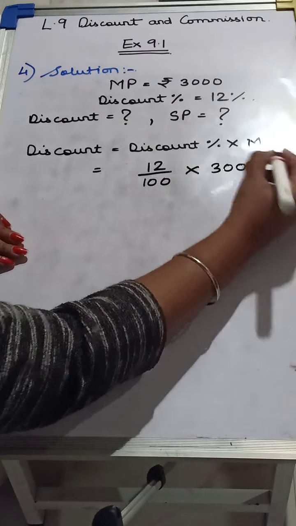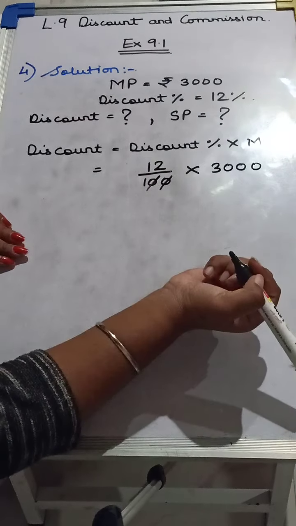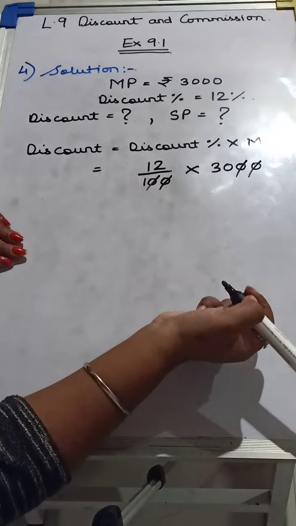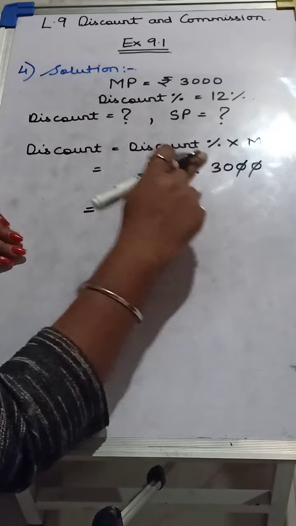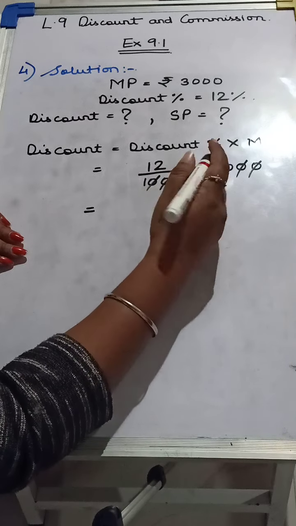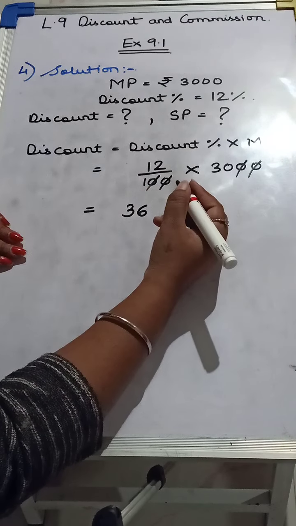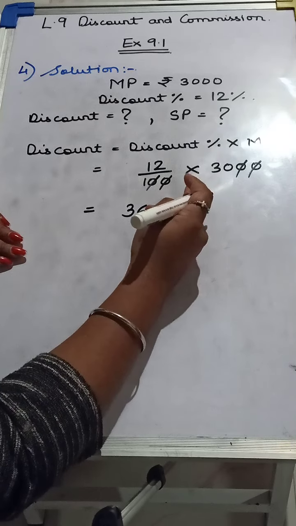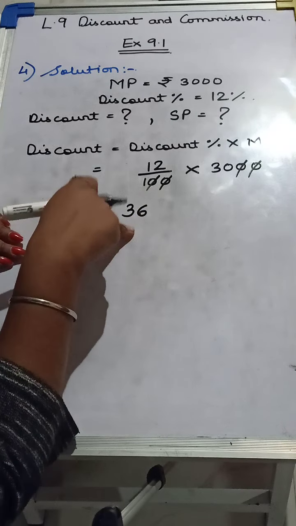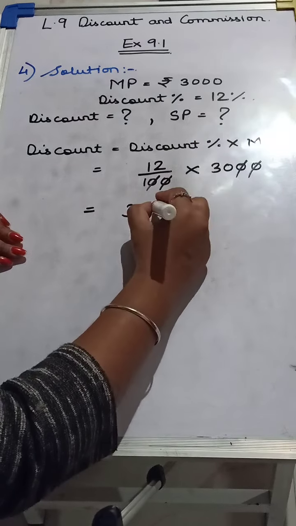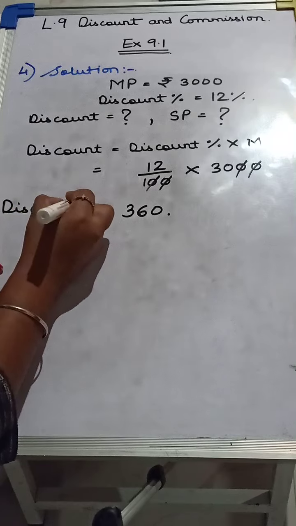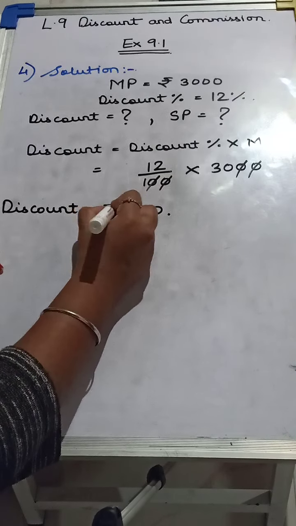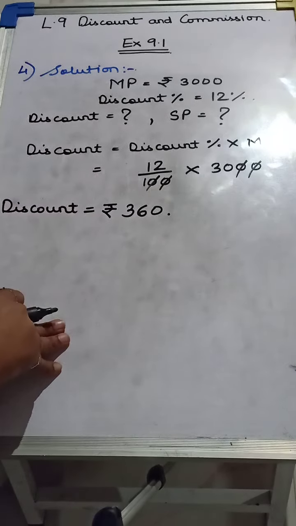So 12 upon 100 multiplied by how much is our MP? Is 3000. Okay, so 2 zeros in the denominator cancelled, 2 zeros in the numerator cancelled. What is remaining here is 12 and 30. So 12 multiplied by 30. 12 threes gives you 36. You all know the table of 12. So 12 ones is 12, 12 twos is 24, 12 threes is 36. So 12 threes are 36 and 1 0. So this is the answer of discount. And don't forget to write rupees discount, rupees 360. Okay, we cannot write only discount is equals to 360.